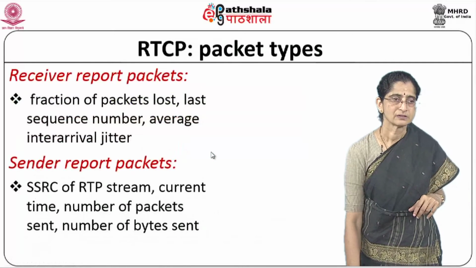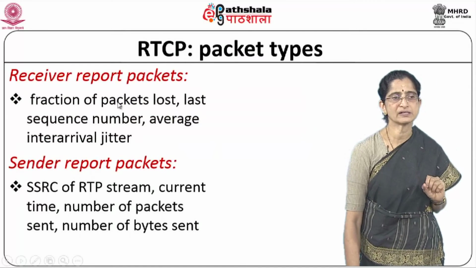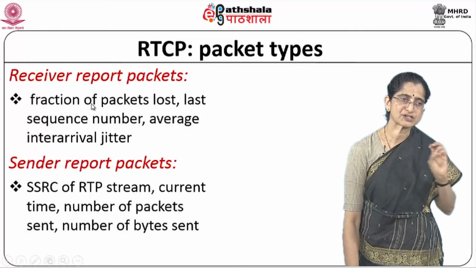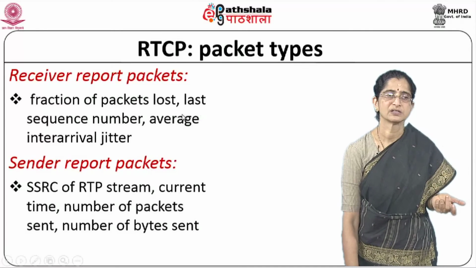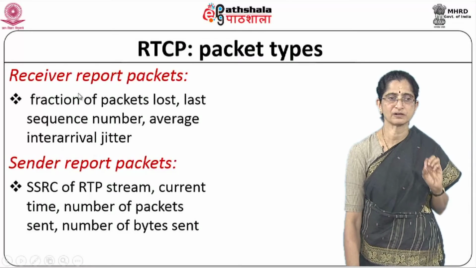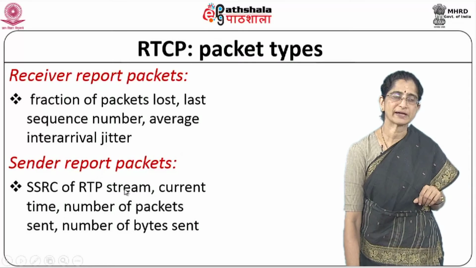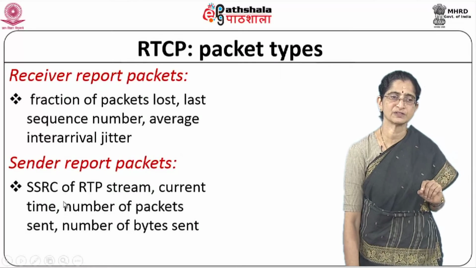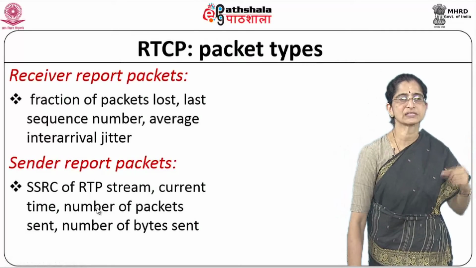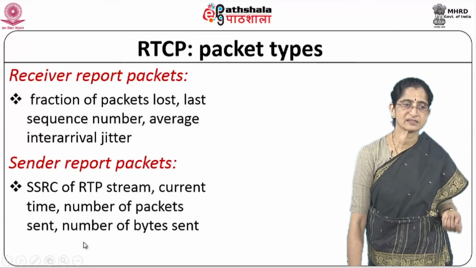Okay. So, if you look at the receiver report packets, the information conveyed in them will be of this nature. It will talk about the fraction of packets which are lost, the last sequence number that was received, and the average inter-arrival jitter. Okay, these are all very important parameters which are carried in the receiver report packets. Sender report packets will have information about the SSRC of the RTP stream, so that you can associate that this source is what is actually sending me the stream. Okay, the current time, the number of packets that are sent, the number of bytes that are sent, and so on.